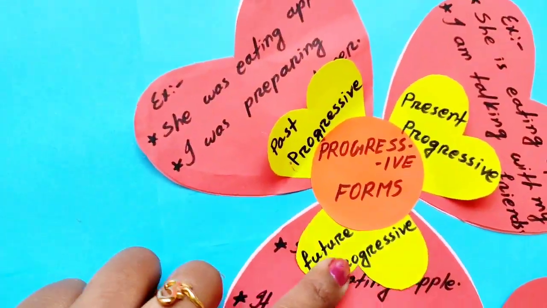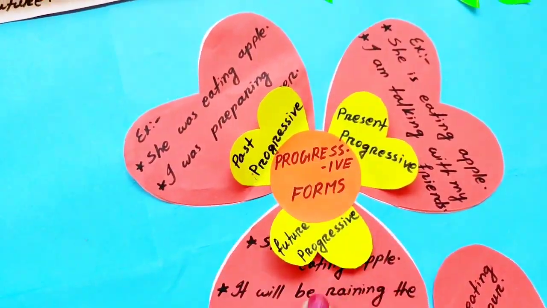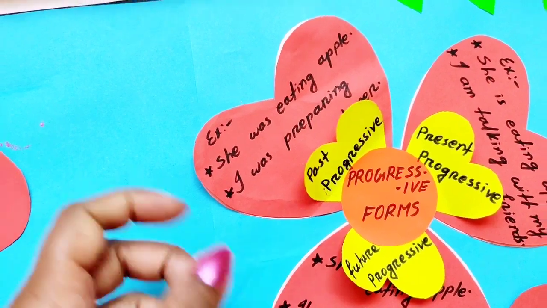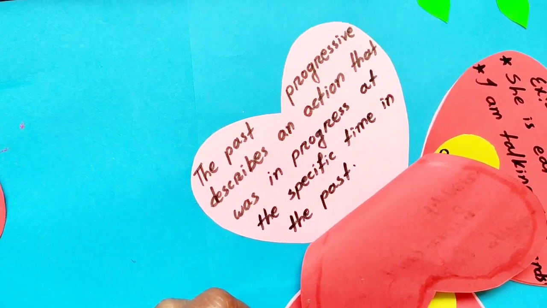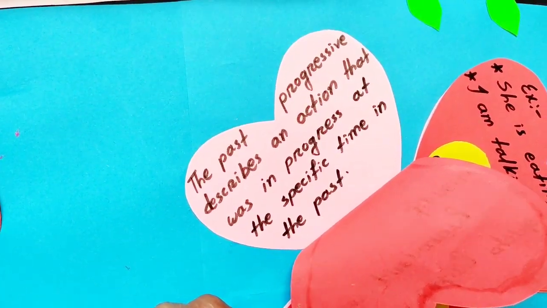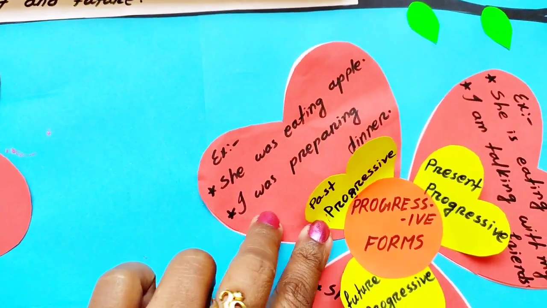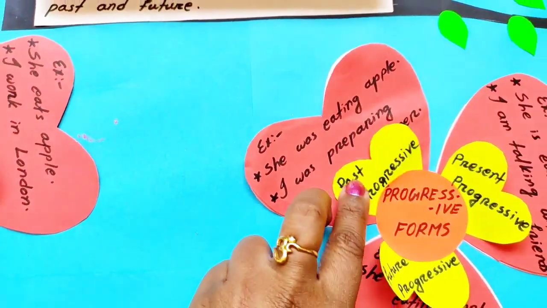Then move towards progressive forms. Progressive forms is again divided into three parts. First, past progressive. The past progressive describes an action that was in progress at a specific time in the past. For example, she was eating apple. I was preparing dinner.